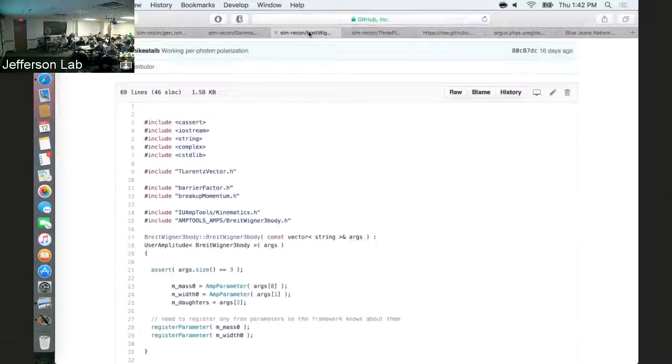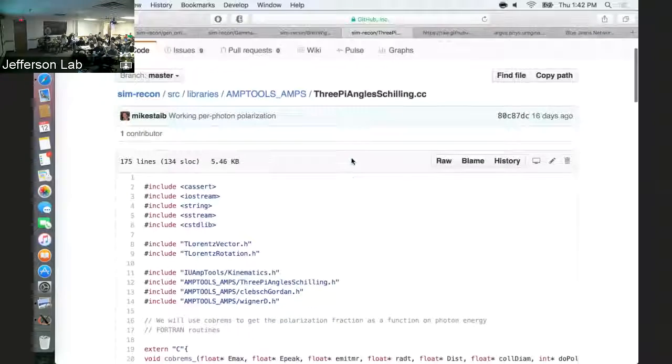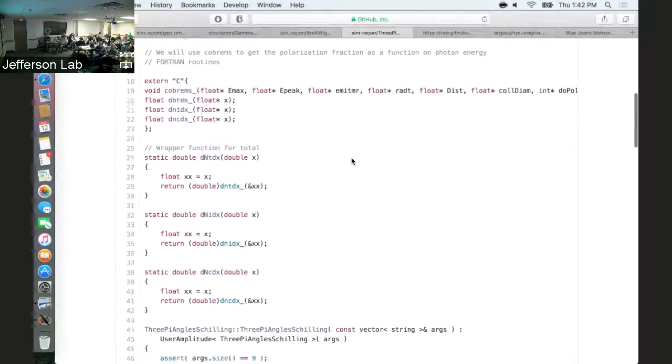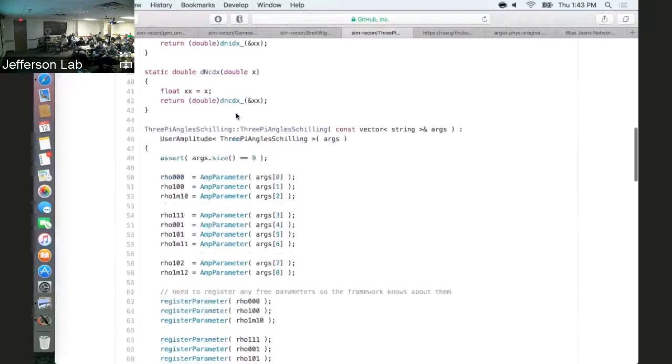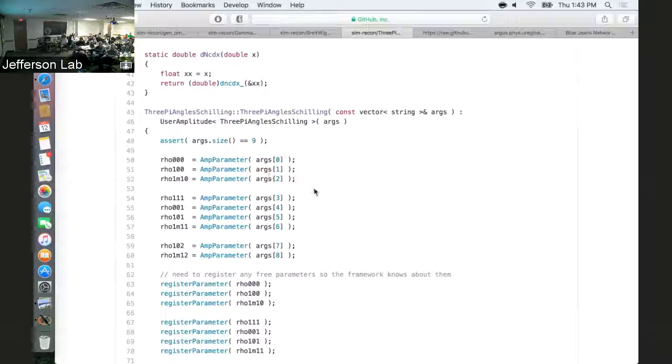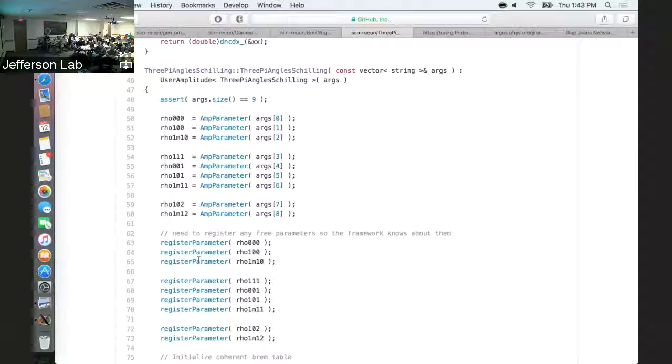Where things get more interesting is the angular distributions. This is just the wrapper for Richard's routines. When you set these AMP tools amplitudes, as you'll see in the configuration file later, we call the name of the class and then have a string of values after it. AMP tools goes through that string, parses it into pieces, and passes each of those as arguments into your constructor. So we will have 9 different spin density matrix elements that we pass into this 3 pi angle Schilling function. By declaring them as AMP parameters and registering them, we can use them in a fit later.